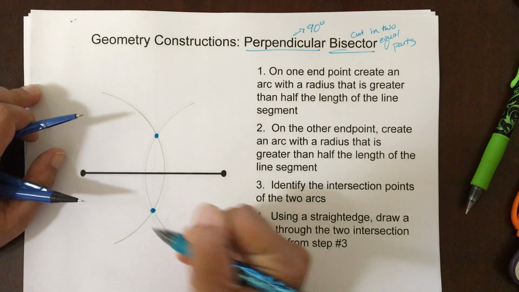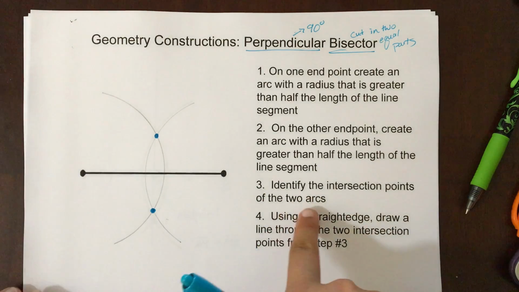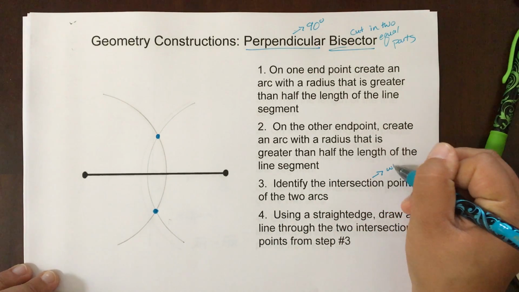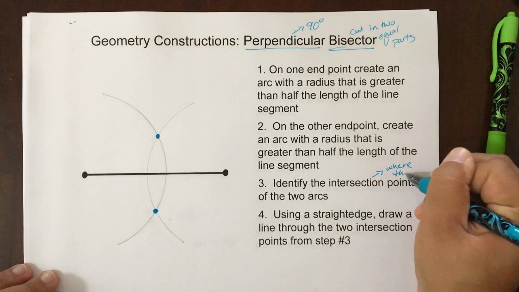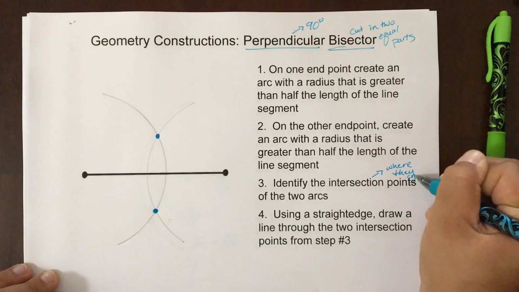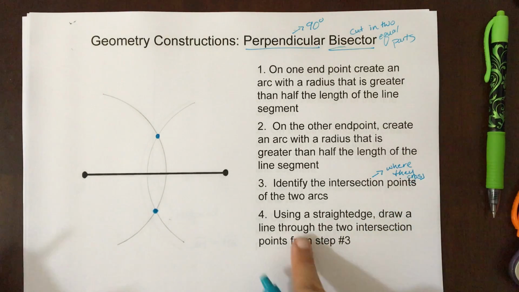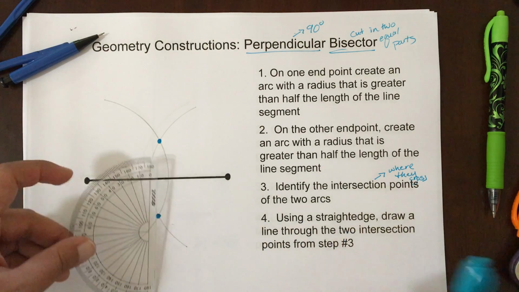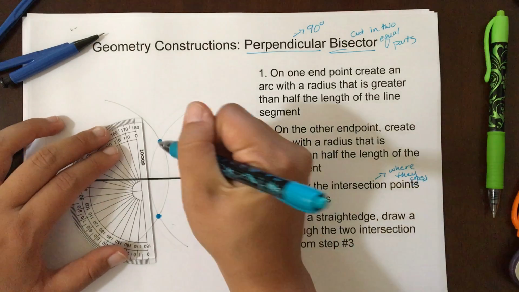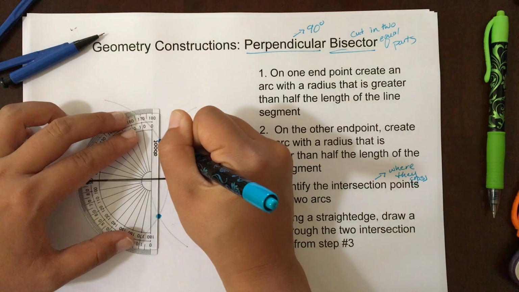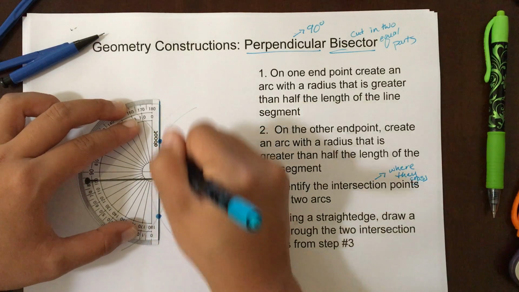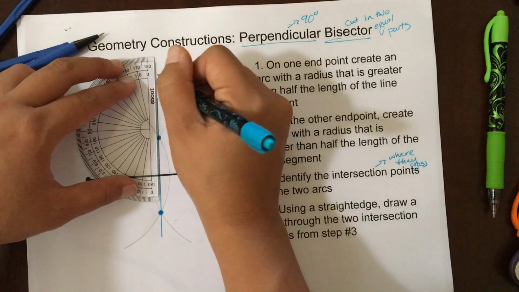You see where the arcs cross? That is a point of intersection. Where they cross. Okay. Number 4, using a straight edge, draw a line through the two intersection points from step 3. So I'm going to put my straight edge here and here, and then draw a line. Very cool.